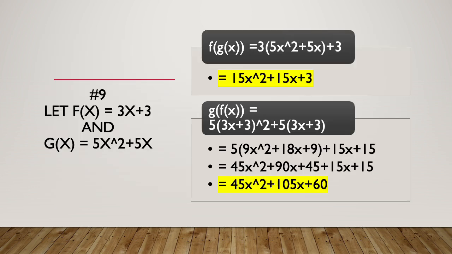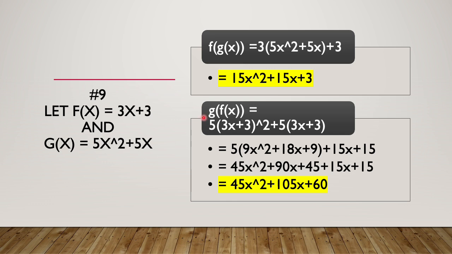For number 9, we need to find f of g of x and g of f of x using f of x equals 3x plus 3 and g of x equals 5x squared plus 5x. In order to solve this, first we need to plug the equation for g of x into the equation for f of x. This gives us 3 times 5x squared plus 5x plus 3. When we distribute the 3, we get 15x squared plus 15x plus 3. And that's our answer for the first part.